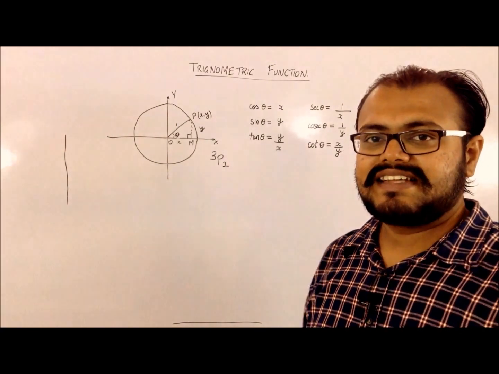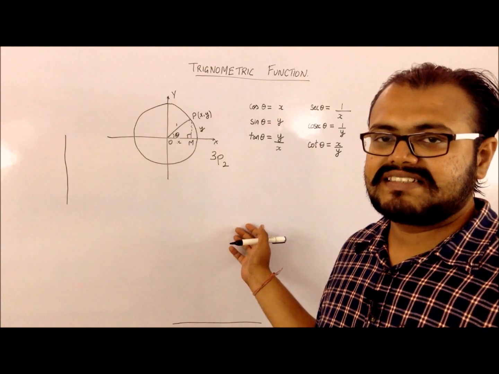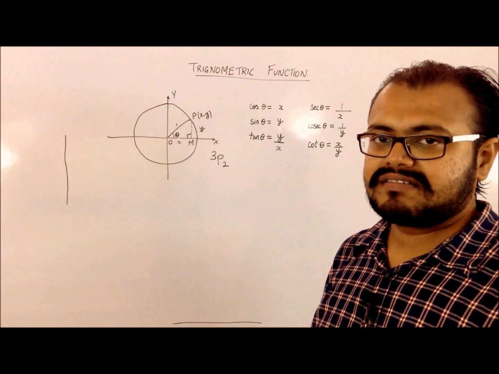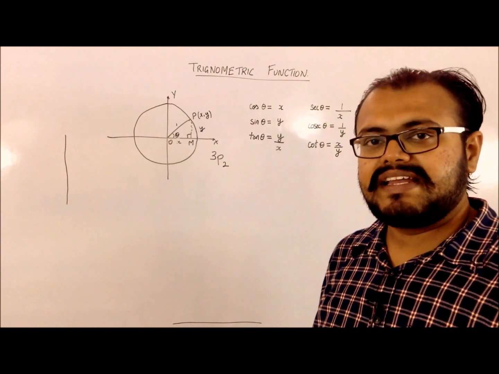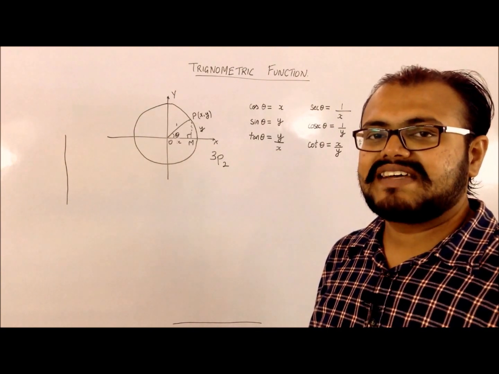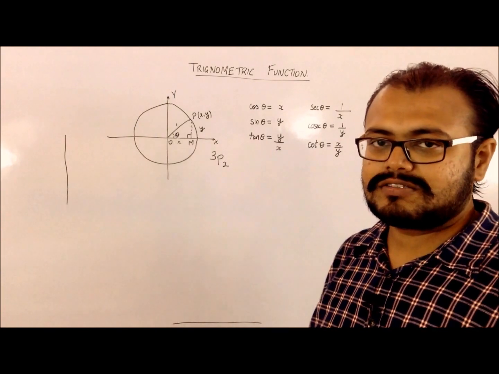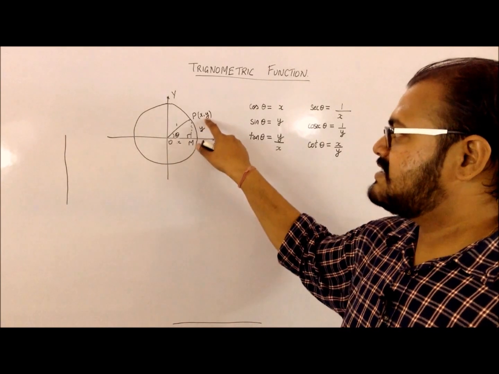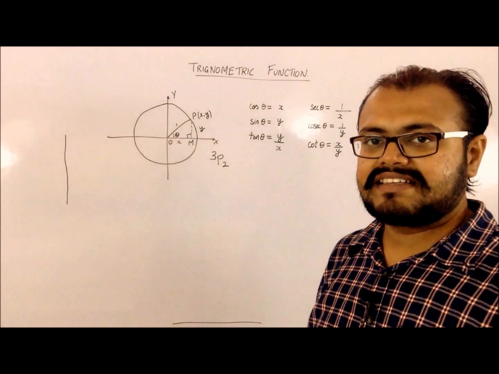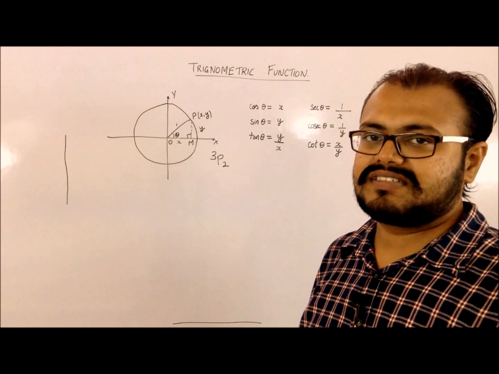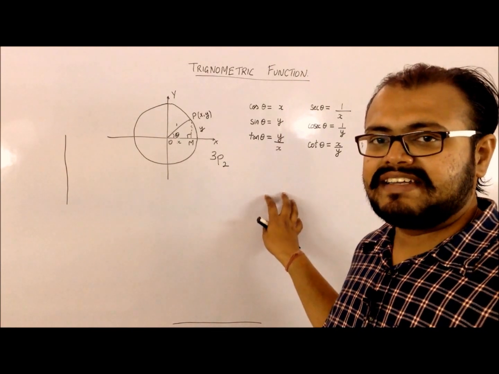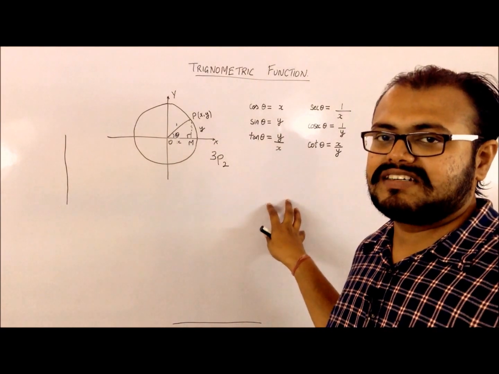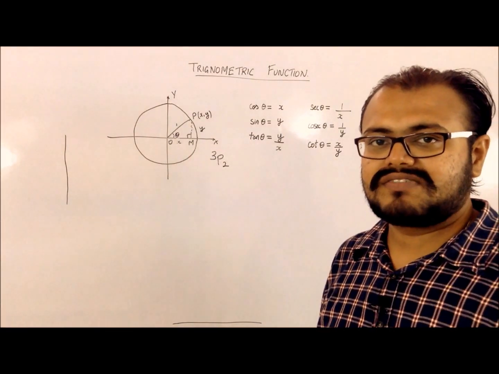So as you can see, these ratios or functions are basically dependent on the coordinates of my point P, that is x, y, and P lies on a circle. That is why this set of functions are also called circular functions, because the y coordinate and the x coordinate of a point which lies on the circle are going to define the ratios of trigonometry or the trigonometric functions. That is why they are called circular functions also.